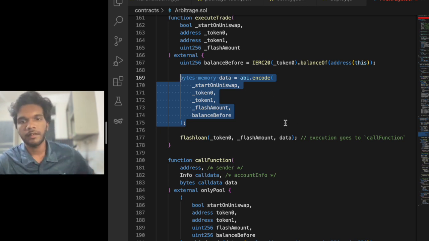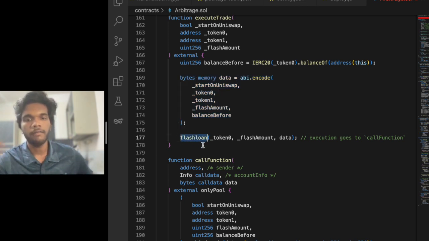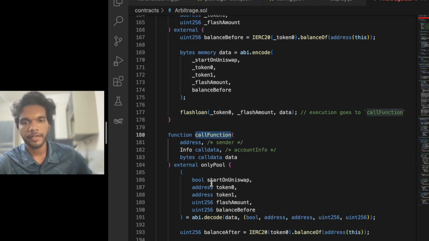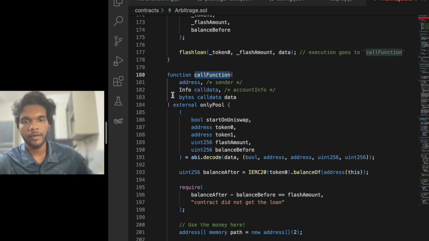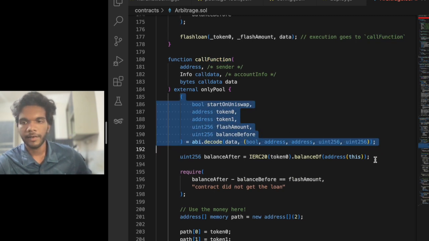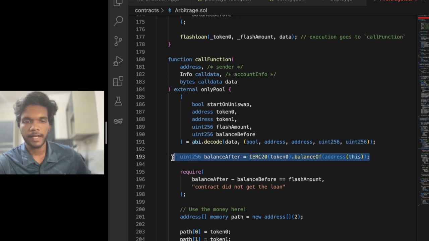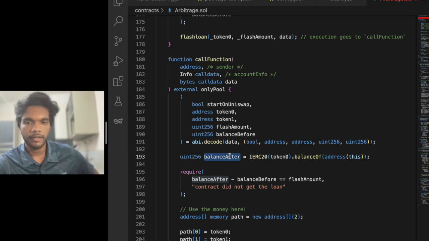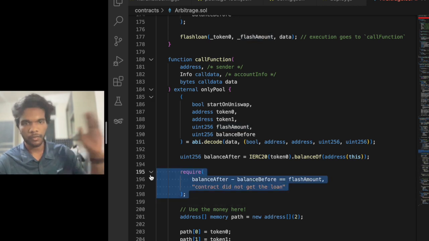What the flash loan function does is it calls back. So we need a callback function, which is the call function, and we are decoding all the data that we have passed, right? And we're going to check whether we have received the whole flash loan amount. So how can we check? We subtract the balance before from the balance after, which gives the flash loan. We're checking whether it's equal to the flash loan. If not, we are going to revert the whole transaction.